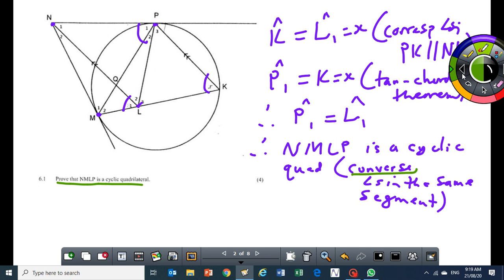Okay, that's another reason I prefer converse angles in the same segment. So you need to make sure that you practice how to prove that a quadrilateral is cyclic. There are three ways. Use the converse of theorem 4, that is the converse of the angles in the same segment theorem. The converse of theorem 5, opposite angles of a cyclic quad are supplementary. The converse of theorem 6, exterior angle of a cyclic quad is equal to an interior opposite angle.